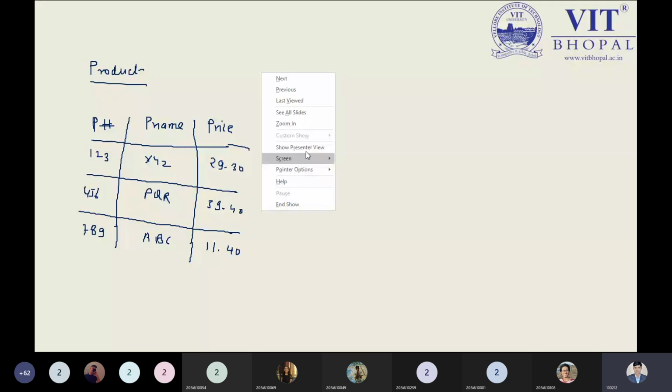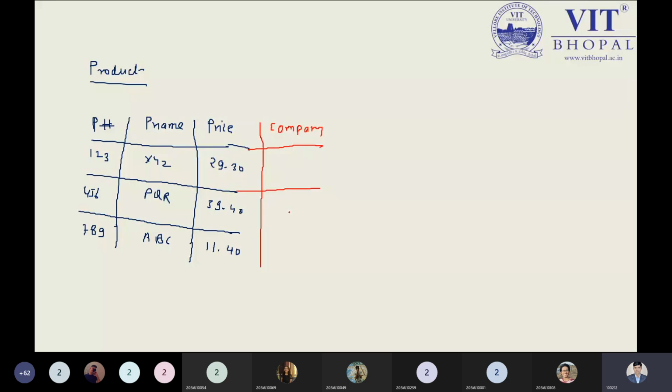Now, suppose I have forgotten to add the company or brand name. So I am adding one more column here. It means I am changing the physical structure of my product database. Is it clear? The information held by the product number, product name, and price will not be changed. That will be as it is.